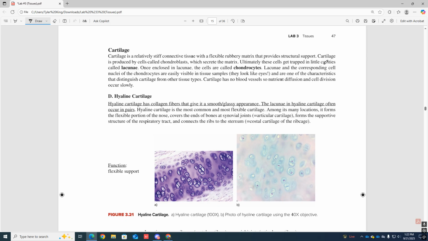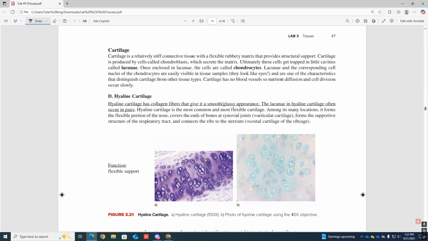But before I get to that, cartilage is produced by cells called chondroblasts. Chondro meaning cartilage in Latin, and the blasts meaning the cells that produce them, which secrete the matrix. Ultimately, these cells get trapped in little cavities called lacunae. Once enclosed in lacunae, the cells are called chondrocytes. Lacunae and the corresponding cell nuclei of the chondrocytes are easily visible within tissue samples, because they look like eyes. We can kind of see them down here. They have those little dots in them.